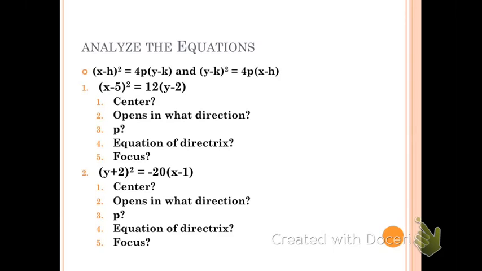So these are the questions I want you to think about. We have two equations here, and I want you to figure out where the vertex is, what direction it opens in, what the value for P will be, the equation of the directrix, and see if you can give me the coordinates of the focus. You're going to do that for both of these equations here and here. Alright, good luck. Look out for your answers so I can give you some feedback, and make sure you ask any questions that you still have in class.